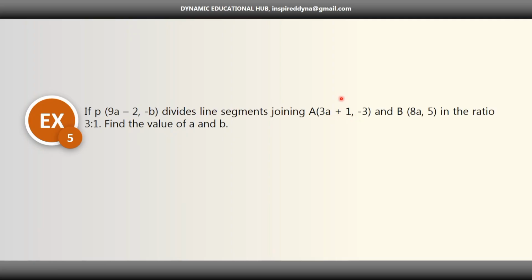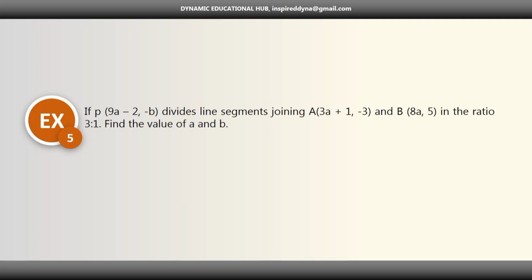3a plus 1 represents x. X is given in terms of a, and y here is minus 3. We already know y here. We don't know x. X is given in terms of a. Now when you come to B, x for B is given in terms of a, 8a, and y is already known. Now this point on this line divides this line in ratio 3:1, and the question now asks us to find the value of a and b.